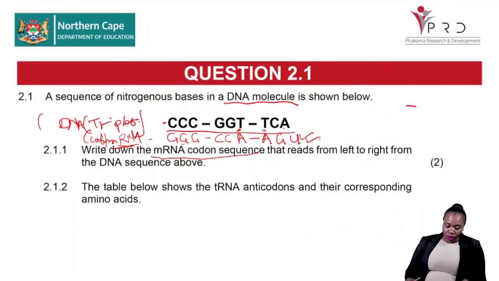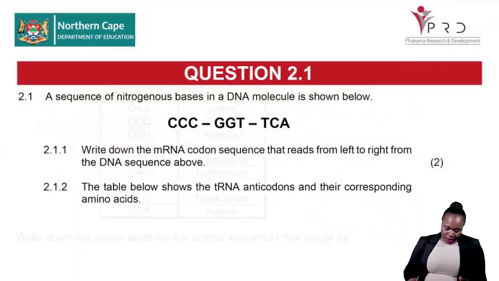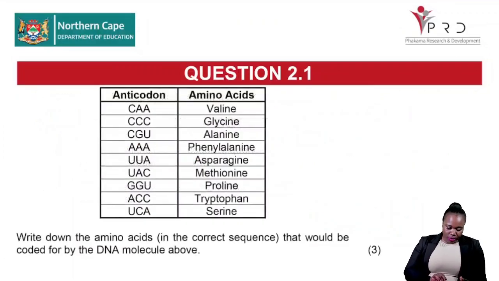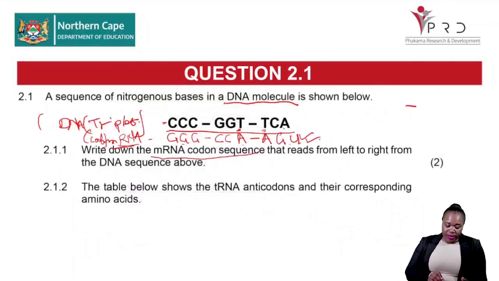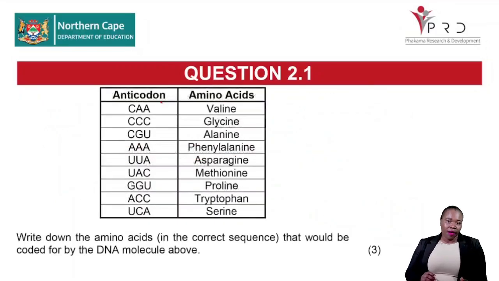It says the table below shows the tRNA anticodons and their corresponding amino acids. So in this table here, we have the anticodons and then we also have those amino acids. Now we are given a DNA sequence. You can easily pick that up because here we have thymine and in the tables we do not have any thymine. So that should show you that the amino acids are not coded for by the DNA sequence that we have been provided with, right?